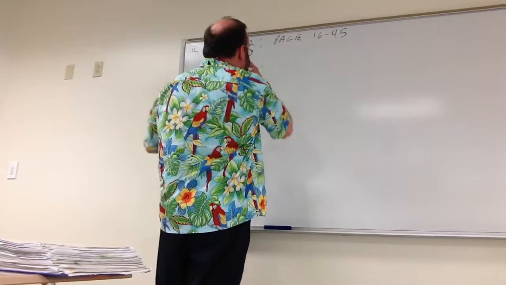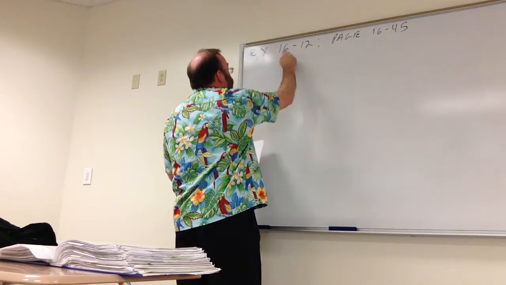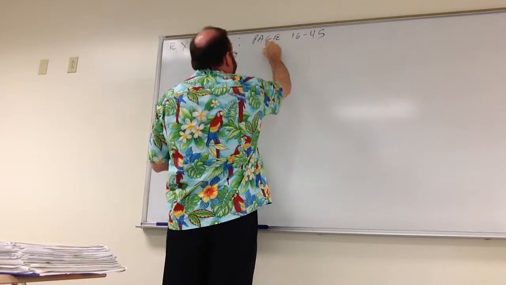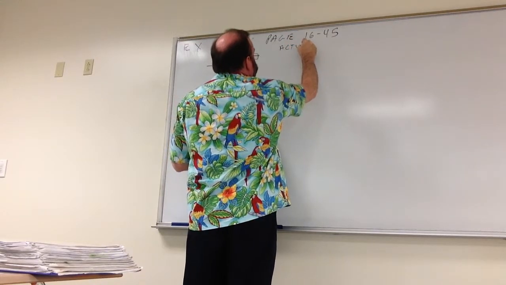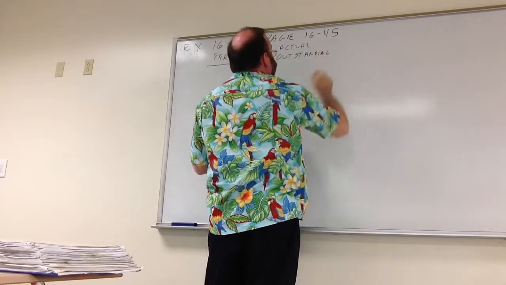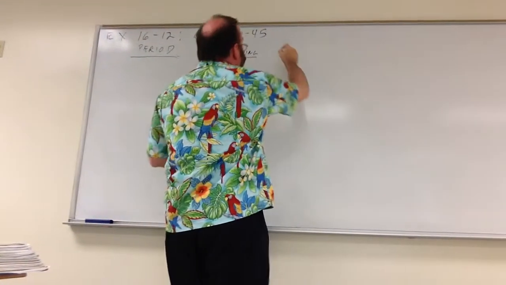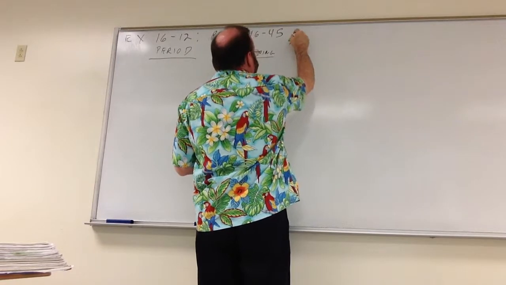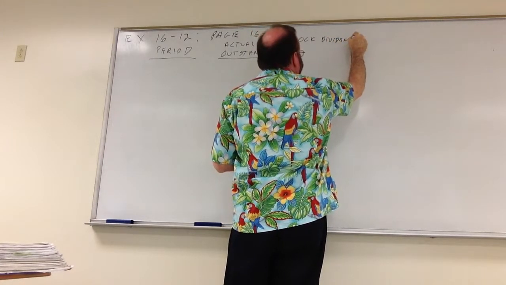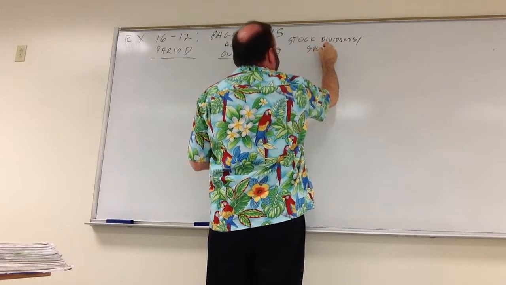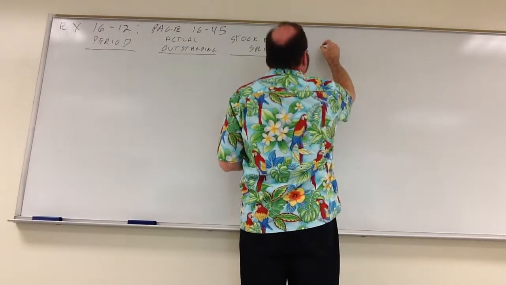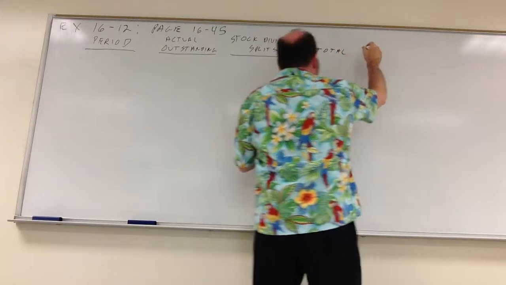When you're doing this, you want to do a table for the period. So that's the months that are applicable. Actual outstanding. You need to account for any dividends or splits. And I'll get a total, and then we'll do weighted average.